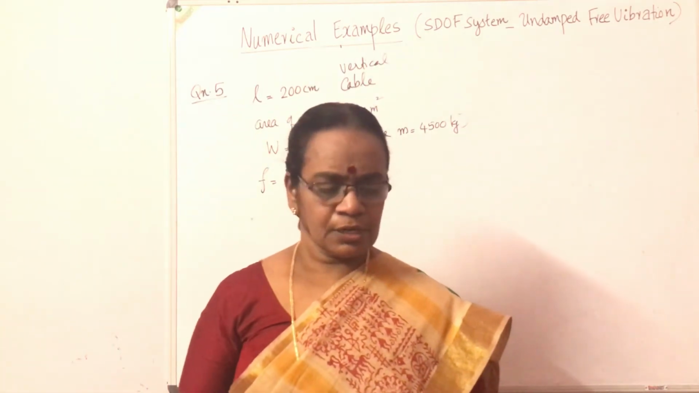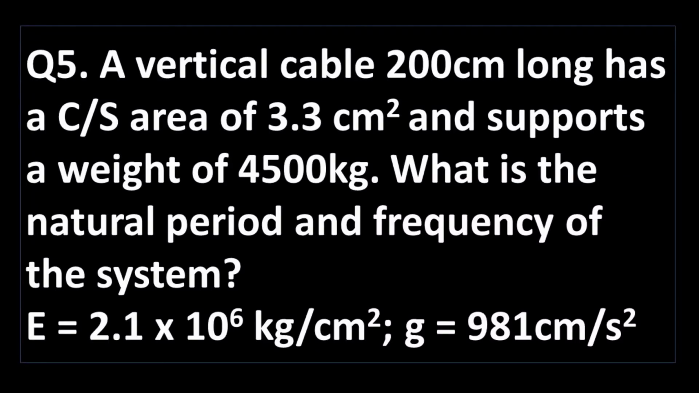So coming to the next question. A vertical cable 200 centimeter long has a cross-sectional area 3.3 centimeter square and supports a weight of 4,500 kilogram. What is the natural frequency of the system and the natural period? So this is the question, and you are given Young's modulus 2.1 into 10 raised to 6 kilogram per centimeter square.